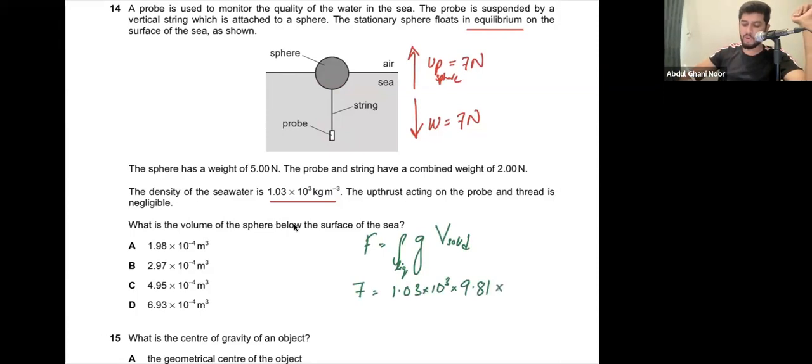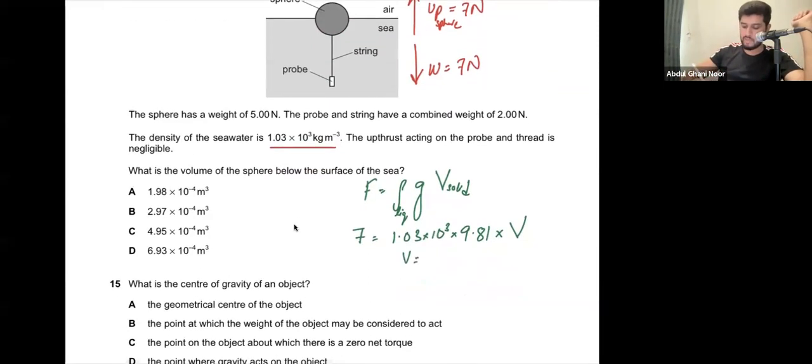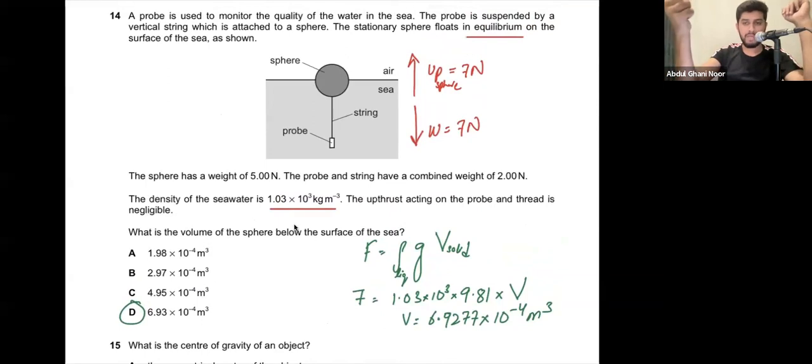And what is the volume of the solid? The volume of the solid is V. And that is our unknown. Solving for V gives us 6.9277 into 10 to the power minus 4. This is the raw value, which is basically 6.93 into 10 to the power minus 4. And that is the answer, meter cube. ठीक है, हमें वेट पता था, हमें पता है वेट और अपथ्रस्ट सेम होंगे. हमने अपथ्रस्ट का फॉर्मूला यूज कर लिया रो जी वी, where V is the volume of the solid.